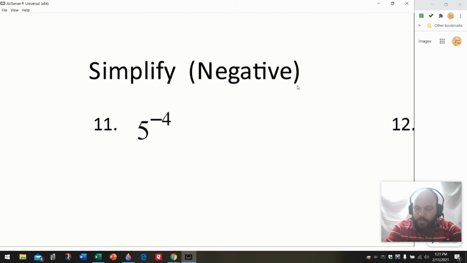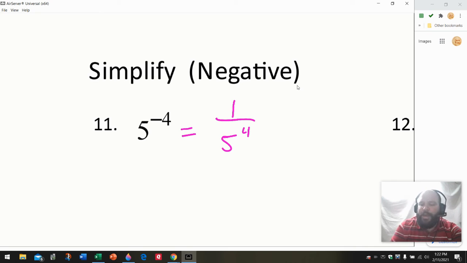Now I've got two more. These are also negative powers, so these are just a continuation of what I was showing you before. This one's pretty easy. You have 5 to the -4th power. Remember, it's going to go into the bottom of a fraction. So it's going to go 1 over 5 to the 4th power, just like that.